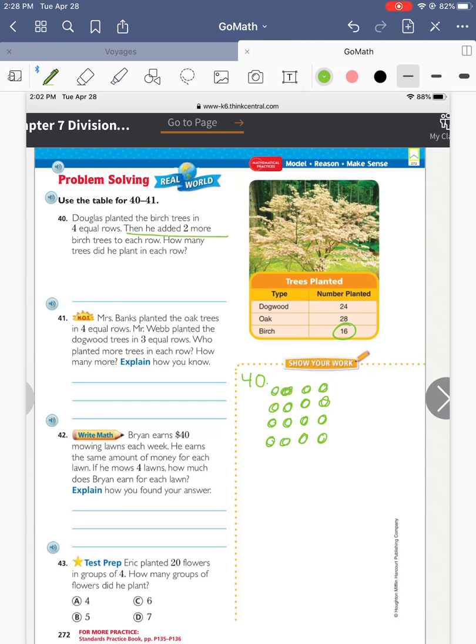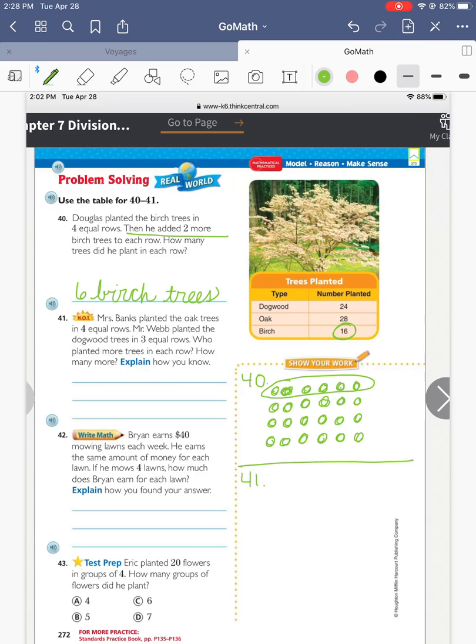And then it says he added 2 more. So now add 2 more in each row. How many did he plant in each row? So how many are in each of the rows? So he has 1, 2, 3, 4, 5, 6 birch trees. Okay.